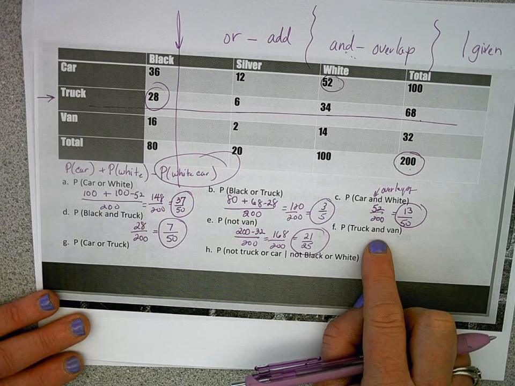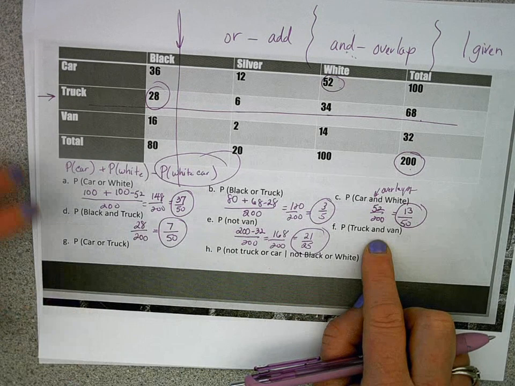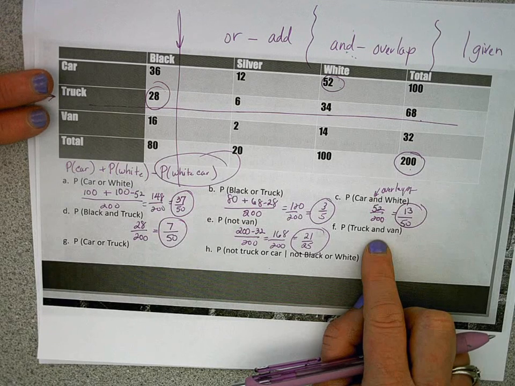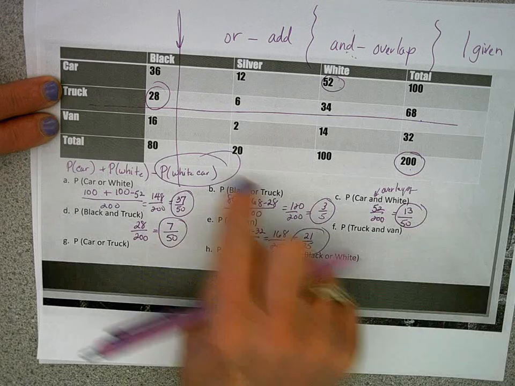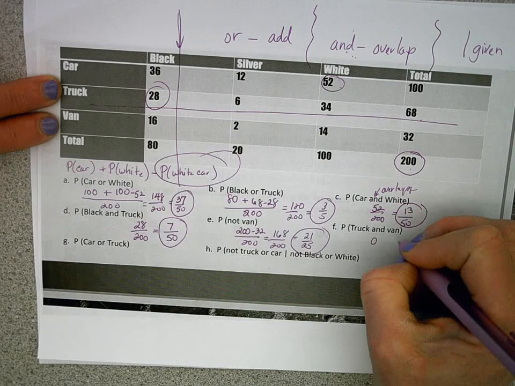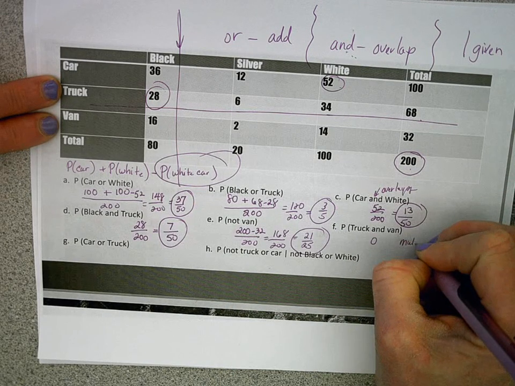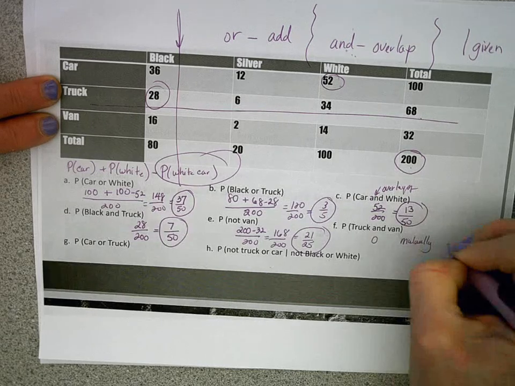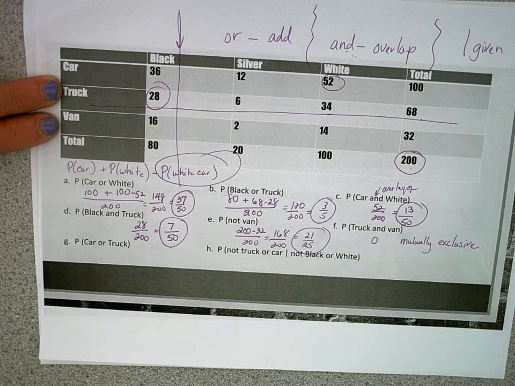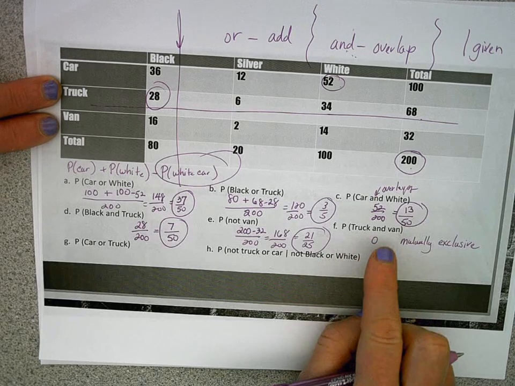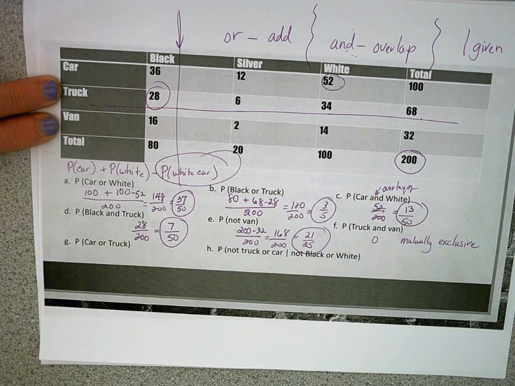So let's go to the next one, truck and van. Well, can a vehicle be both a truck and a van? That'd be a pretty ugly vehicle. Maybe a Cybertruck. It doesn't overlap. So this means it's mutually exclusive. The probability is 0. Okay? Remember, the opposite of mutually exclusive is overlap. If you don't have an overlap, then your probability is 0. It can't happen at the same time.